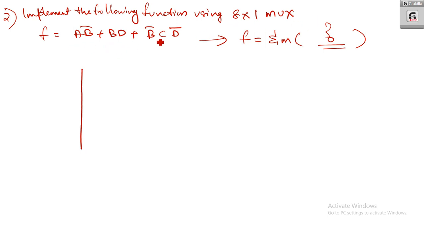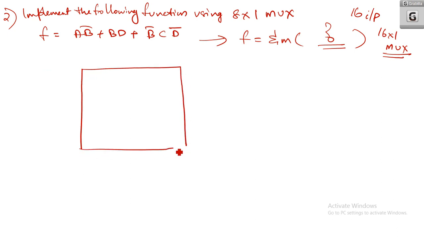We have A, B, C and D, so there are 16 inputs. 16 inputs means you should have a 16x1 mux. But the question is to realize it using an 8x1 mux. So I'm going to draw a 4x4 K map. So A, B, C, D.